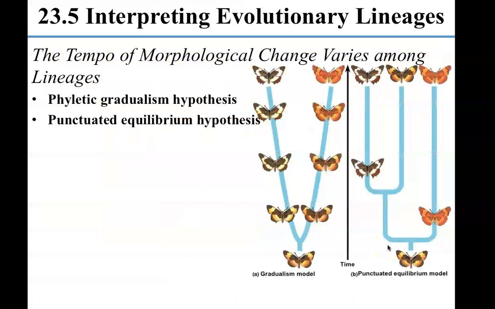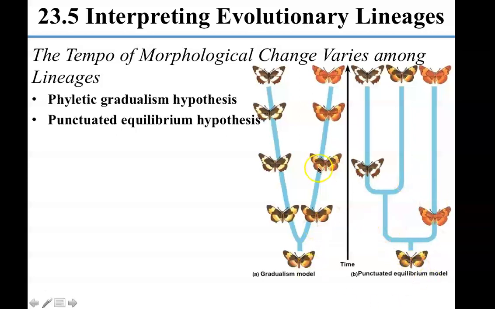So that raises the question, what's the tempo of phenotypic change? In other words, how quickly do species evolve? And what's the pattern of evolution as species evolve? Well, we're not really sure, and it differs from species to species, but there are 2 competing ideas. The first is the phyletic gradualism hypothesis, which basically says that most morphological change occurs gradually over long periods of time.